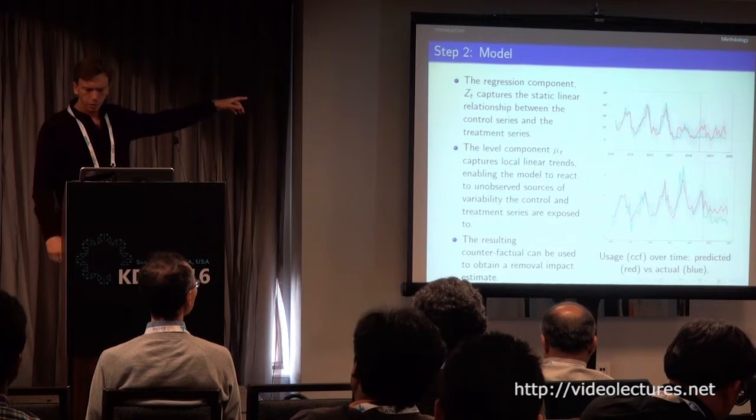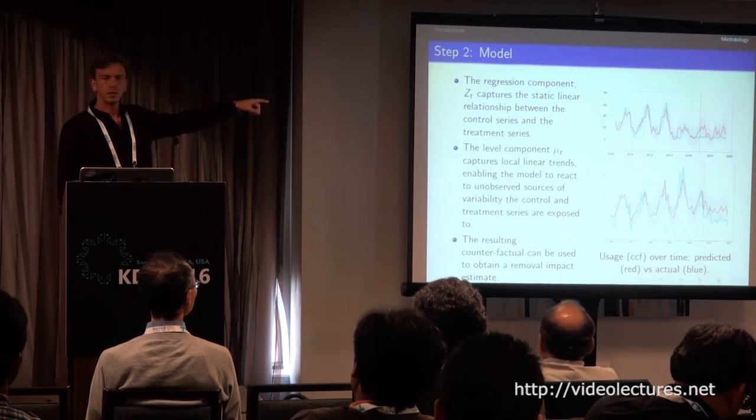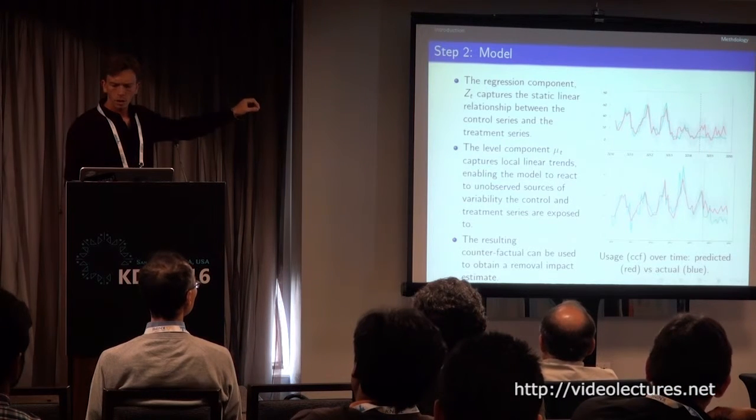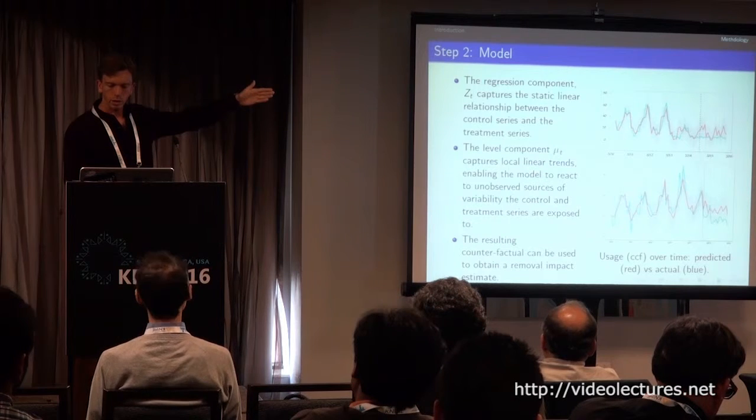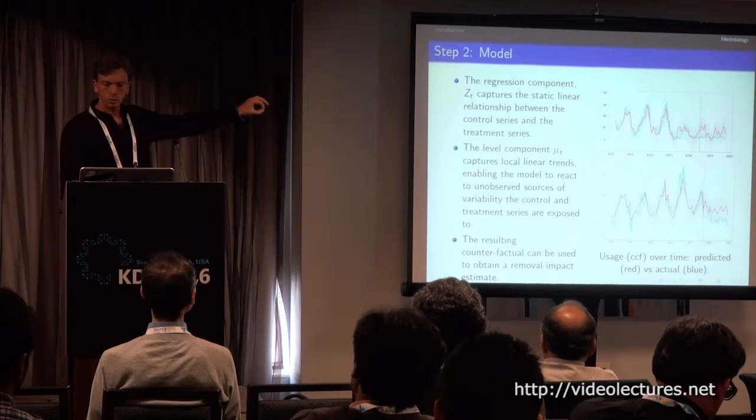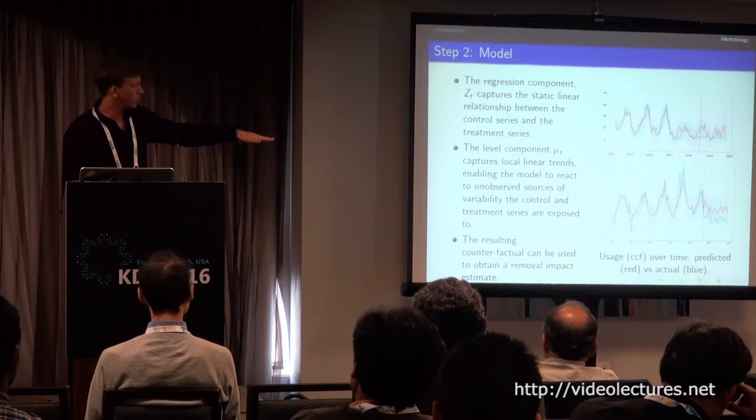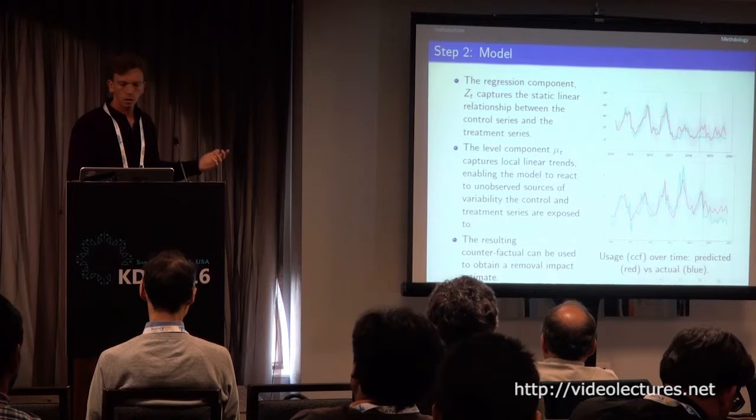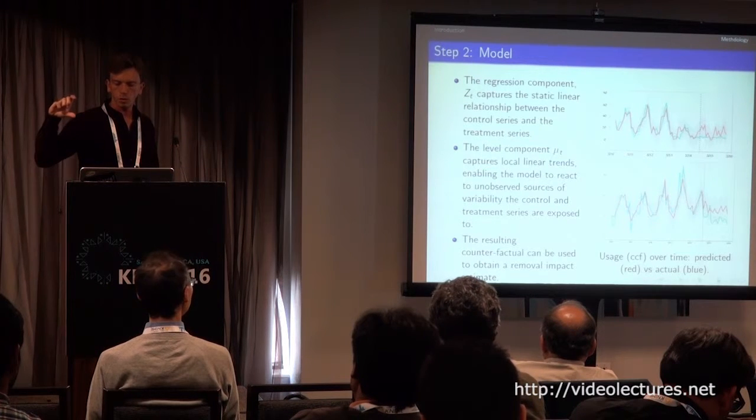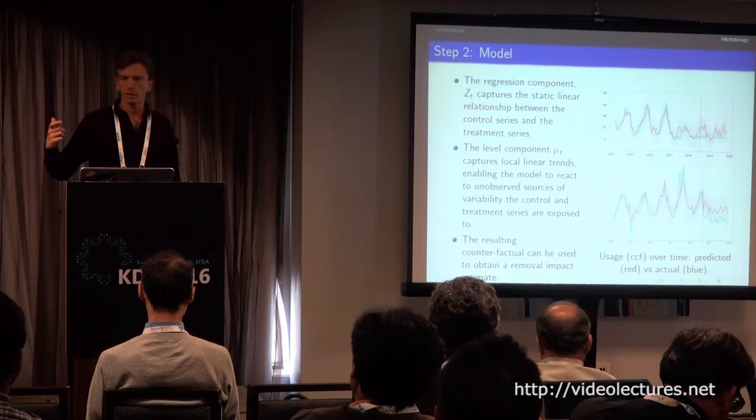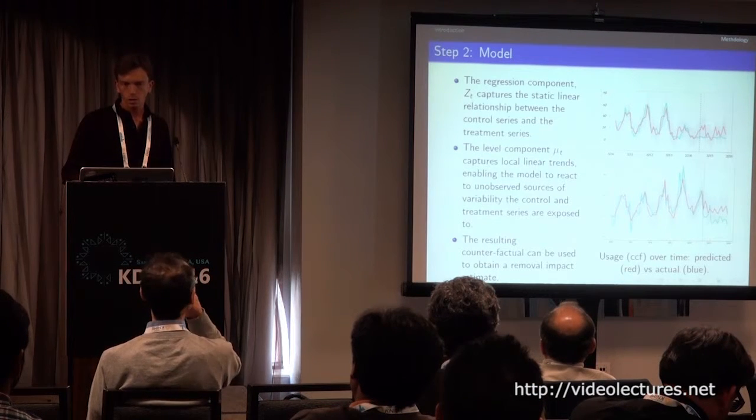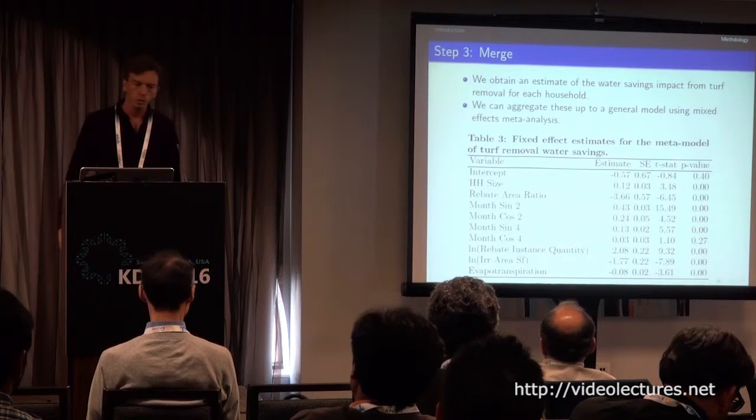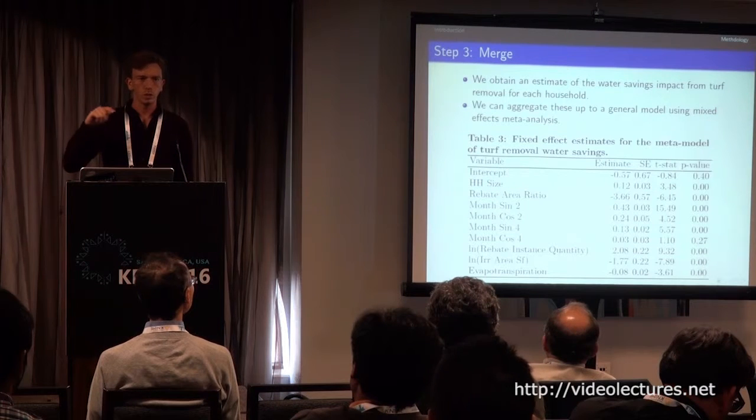You can see in the images here, the red line is the predicted counterfactual, and the blue line is the actual observed water use. You can see that these lines diverge in the post-rebate period. In these two examples, the water usage is significantly less than we would have expected if they had not removed their lawn. So we take the difference between these two curves and attribute that to the water savings of the turf rebate. Those two steps give us an estimate of the household level water savings for each individual household.